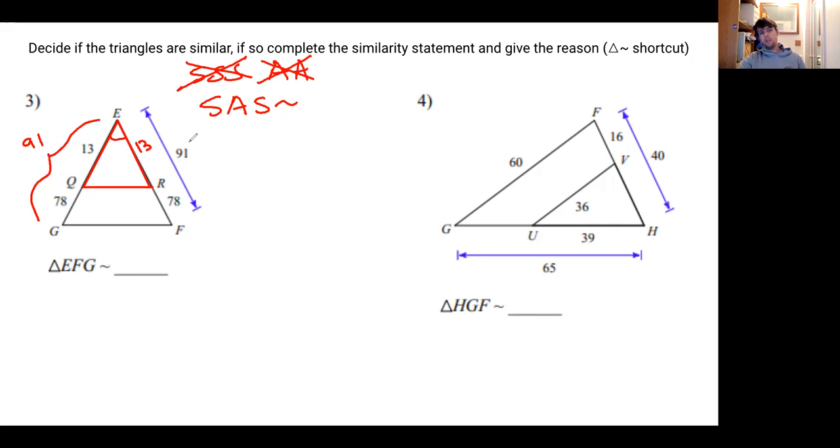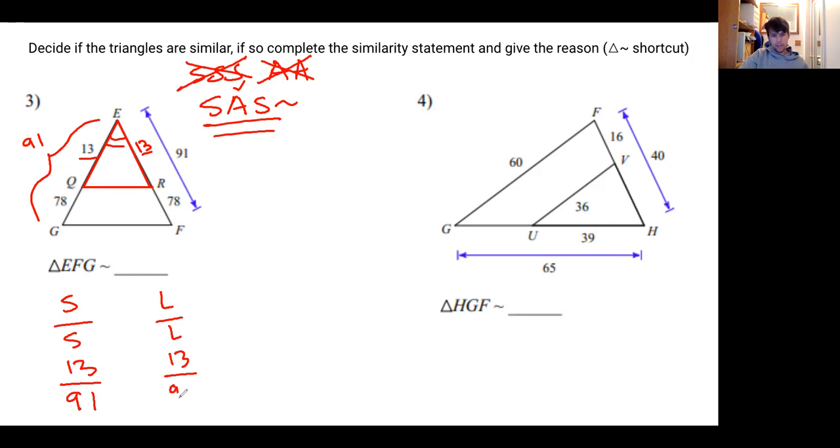All right, so we're trying SAS. We know they do have this angle E in common, so we've kind of taken care of that. We just need to show that the sides are proportional. So I'm gonna do the same thing we've done before, short and long, short and long. I'm only doing two sides, so there won't be a middle. So my shortest side, they're tied, 13 and 13. I guess I technically don't have a short side this time. That's okay. My longest side, 91 and 91. Okay, they're both 91. That's fine too.